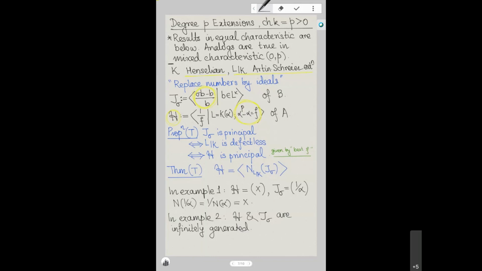You take norms of all the elements of J sigma, consider the ideal generated by that, and you end up with this. I've computed these two objects here corresponding to example 1 and 2 so that you can go back and look at them at a later time. One quick thing you can see here is that in example 1, when we had a classical situation, we had principal ideals, and in example 2, these are going to be infinitely generated, so unions of principal ideals.